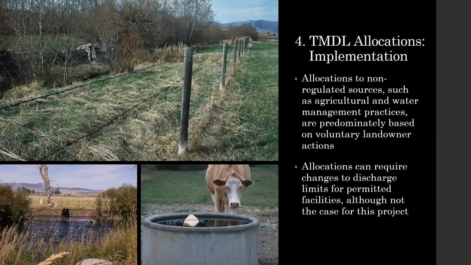And the bottom right, this is an example of off-site watering, which is ways to provide water to livestock without allowing them direct access, or possibly just to limit their access to the riparian corridor where they may degrade streamside vegetation.